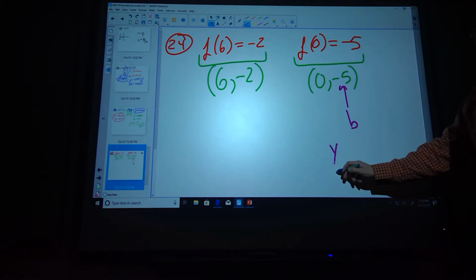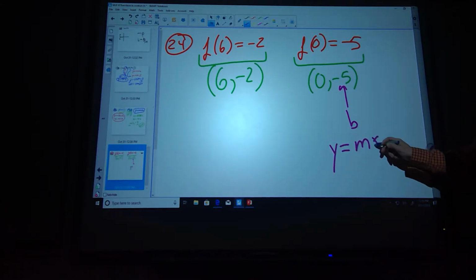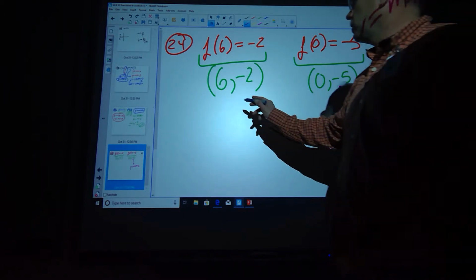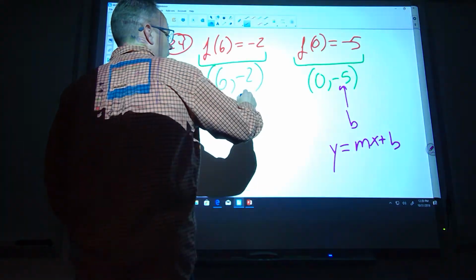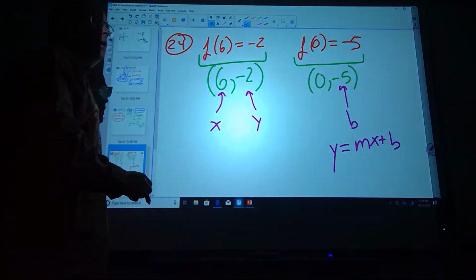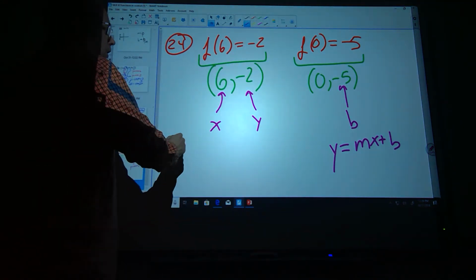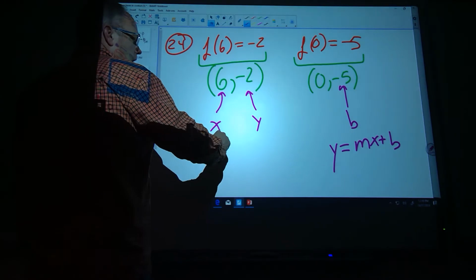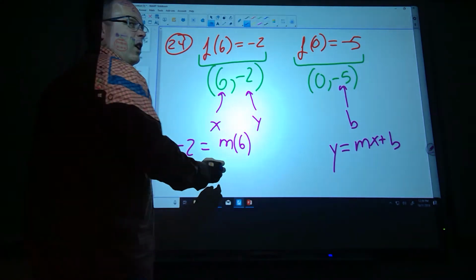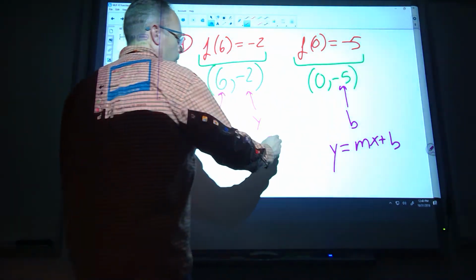Okay, so now I have y equals mx plus b. So I know my b value, and I have a point. So what will I have to find? What will I have to find on y equals mx plus b? What do I not know? M. I don't know m. Good. So this is an x value. This is a y value. Agreed? We already said that that's b because it's 0 comma a number. So then I'm going to go negative 2 is equal to m times 6, or 6m, minus 2.